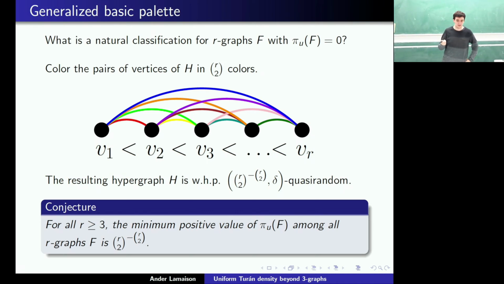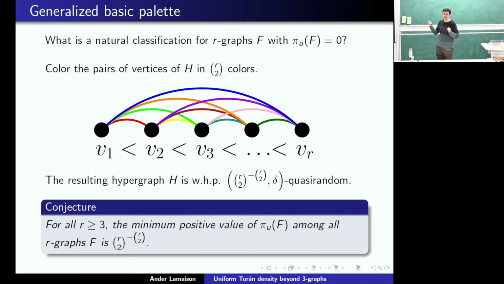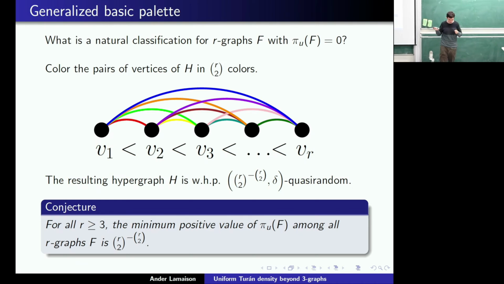And if you use that construction, well, then you can see that the resulting hypergraph has density r choose 2 to the power of minus r choose 2. And with high probability, it is quasi-random. So it's a reasonable conjecture that if for 3-uniform hypergraphs the minimum value of the uniform Turán density was 1/27, then in this case it will be r choose 2 to the power of minus r choose 2. In fact, I made this conjecture when I was presenting the 1/27 result.